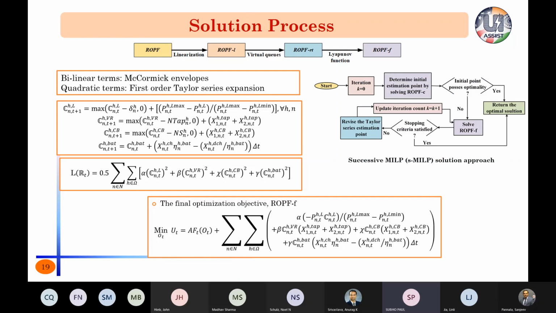As we have linearized the quadratic terms with the help of Taylor series expansion, which is mostly dependent on the initialization of the initial point, to vary the initial point over multiple iterations we have proposed this successive MILP solution approach. The overall MILP is solved iteratively multiple times with the solution point received from the previous iteration, and it terminates when we no longer get any update in our solution.